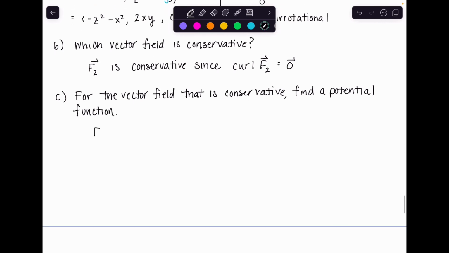So just copying down F2. This is the vector field 2xy, x squared, and 1. Since I know this is conservative, that tells me the first is the partial with respect to x, the partial with respect to y, and the partial with respect to z to make this the gradient vector of some function. Okay. So what I want to do is, again, utilize these partial derivatives to go ahead and find my overall function.